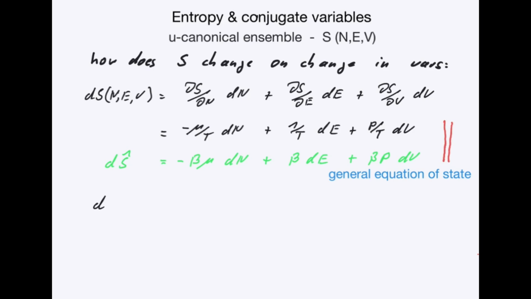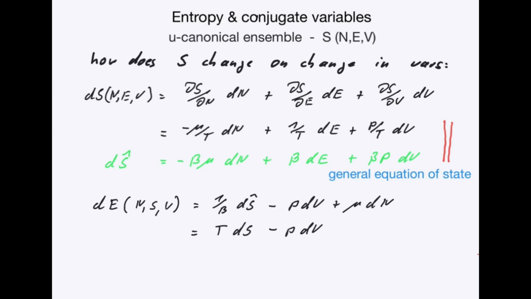Now, usually the general equation of state is stated in energy. So we can solve the above equation with respect to the energy, by which the energy is now a function of N, S, and V, and that is given by the sum of three terms, where the first term describes the thermal energy, heat, that is applied to the system. The second is the mechanical work applied to the system. And the third is some chemical energy.